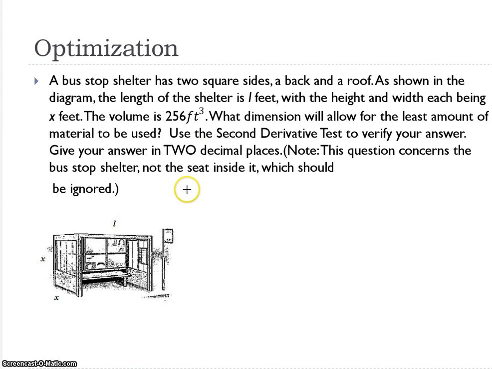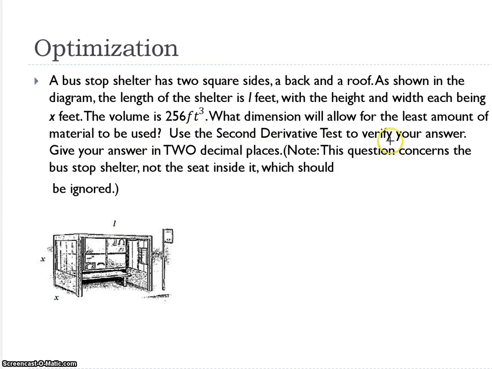This is an optimization question. A bus stop shelter has two square sides, so we have x here, a back and a roof as shown in the diagram. The length of the shelter is L feet, with the height and the width each being x feet. The volume is 256 feet cubed. What dimension will allow for the least amount of material to be used?